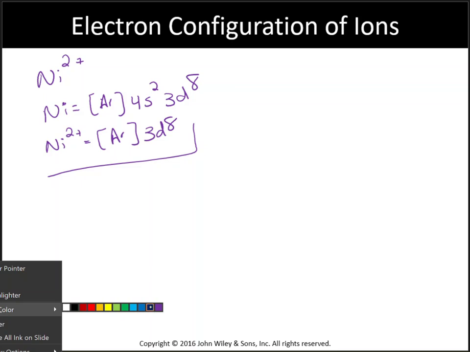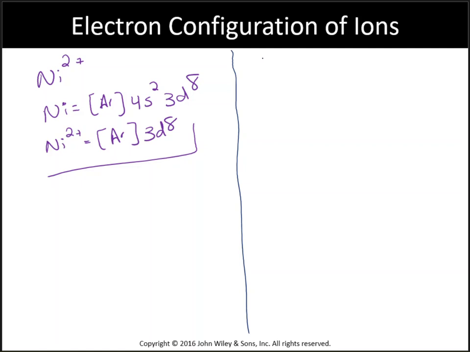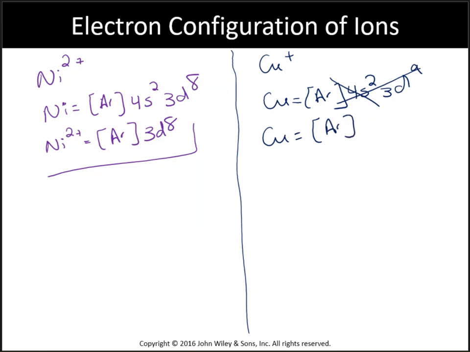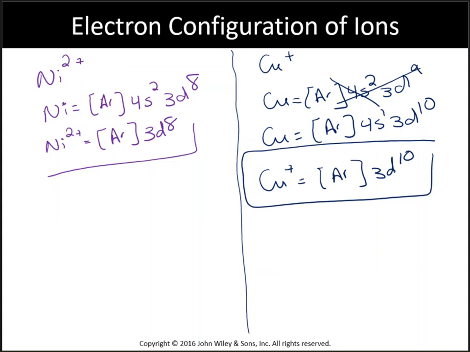Now let's look at, for example, copper. That was one of our exceptions. We want to write the electron configuration of copper 1+. To do that, first I'm going to write the electron configuration of copper metal, which is argon 4s2, 3d9, and I know that this is not correct, so the correct electron configuration is argon 4s1, 3d10. Now the electron configuration of copper 1+ is argon 3d10. We can also write the electron configuration of copper 2+, which is going to be argon 3d9.